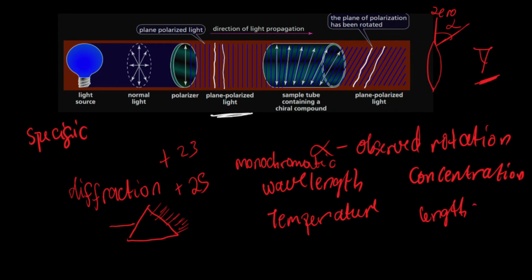So we have our formula right here. The specific rotation is represented as alpha within these square brackets. We have T and lambda. Lambda represents wavelength and T represents temperature in degrees Celsius, to indicate that the specific rotation is measured at a specific wavelength and a specific temperature.